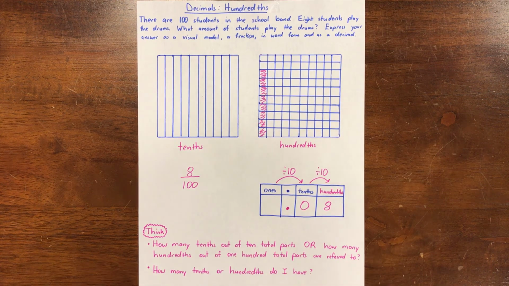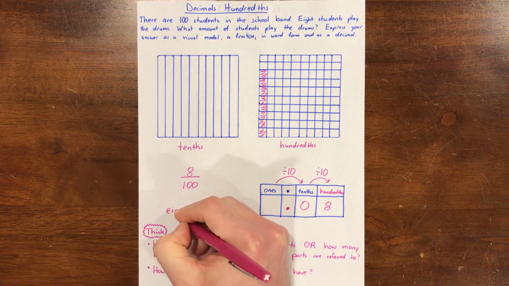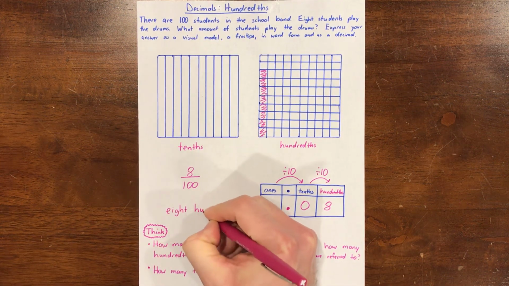Last thing. How would we write this number, 8 hundredths, in word form? Say it out loud. Yeah. We would just write 8 hundredths.